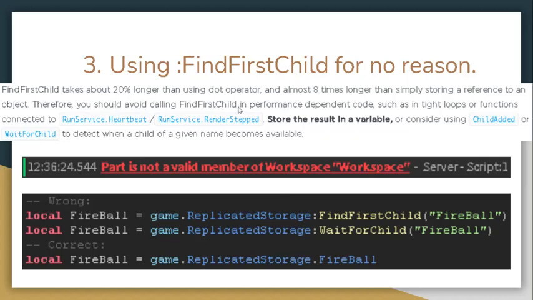That's a long time. And then over here, it specifies almost 8 times longer than simply storing a reference to an object. So that's storing it into a variable pretty much. Therefore, you should avoid calling FindFirstChild in performance-dependent code, such as in tight loops or functions connected to RunService. RunService is very fast, so I definitely would not recommend using FindFirstChild in RunService of any kind. Store the result in a variable, or consider using ChildAdded or WaitForChild to detect when a child of a given name becomes available.